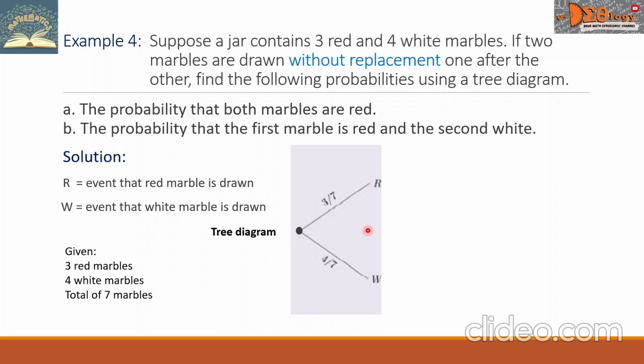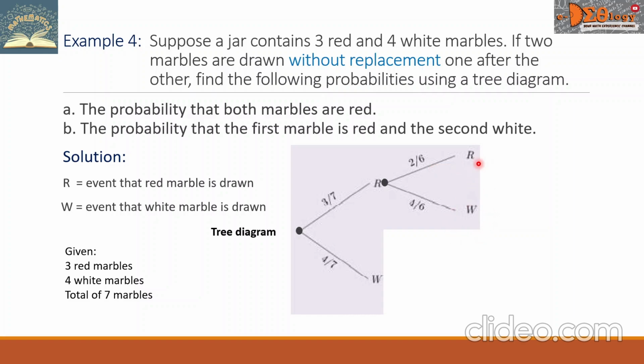In the first draw, we have two possibilities. One, taking a red marble. Second is taking a white marble. The probability of taking a red marble is 3 over 7. The probability of taking a white marble is 4 over 7. Let's go now to the second draw. Having the first draw to have a red marble, it becomes like this. On the second draw, there will be two possibilities also. One, taking a red marble. Second is taking a white marble.